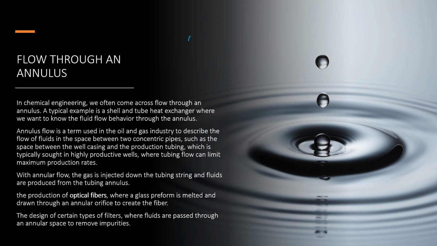Annulus is, let's consider two concentric pipes like this. There is a pipe inside a pipe, so it creates this annular space, and this is called an annular flow. Here is the annular space. So this is flow through an annulus.